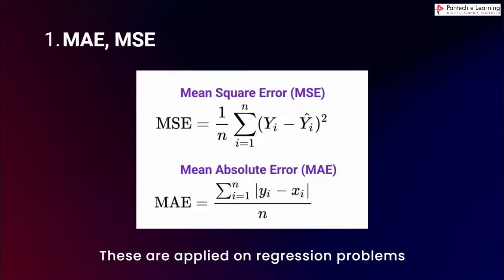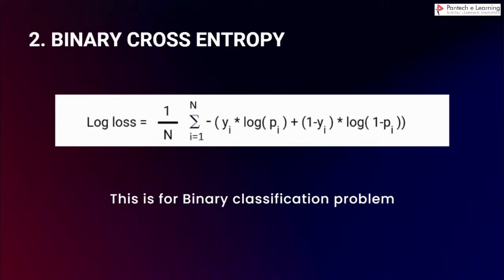So mean square error and mean absolute error, you know that these are some of the metrics you will be using for a regression problem. So when you go for a regression problem, you can use MSE or MAE for calculating it. And we have binary cross entropy. The name itself suggests binary, and binary cross entropy is used for calculating the efficiency for a binary classification problem, 0 or 1, yes or no kind of problems.